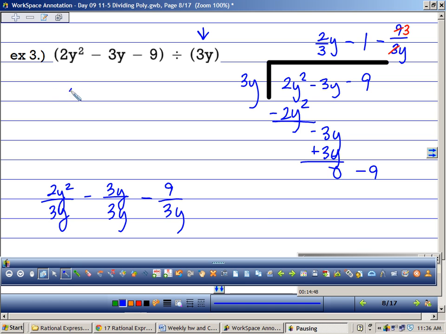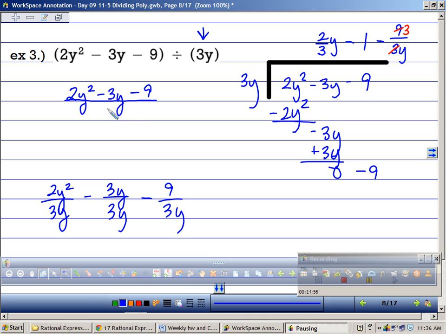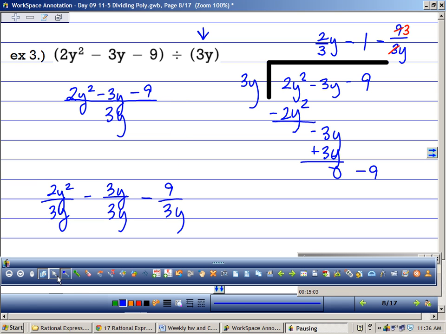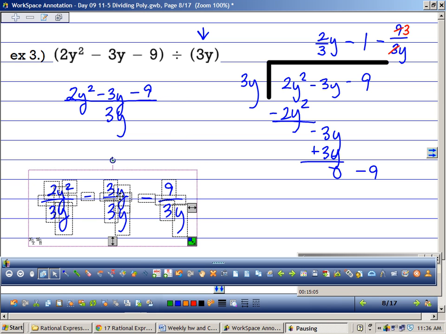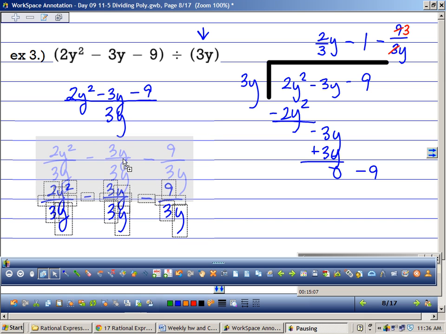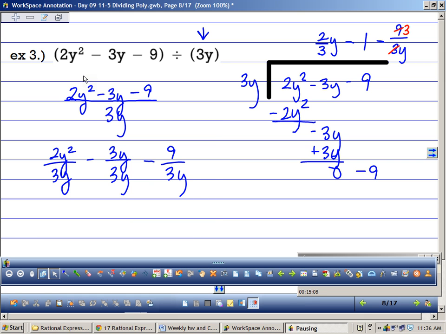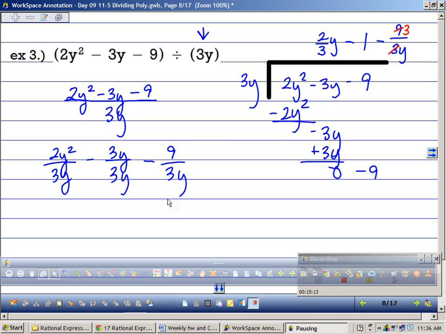So, he has 2y squared minus 3y minus 9 all divided by 3y, correct? That's writing it horizontally. This is writing it vertically. Then I said, well, if I'm going to divide everybody by 3y, can't I just divide everybody by 3y? Everybody good?